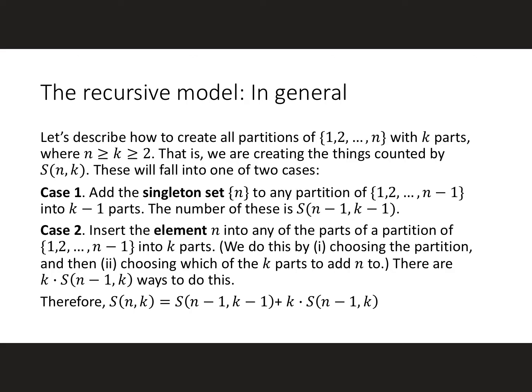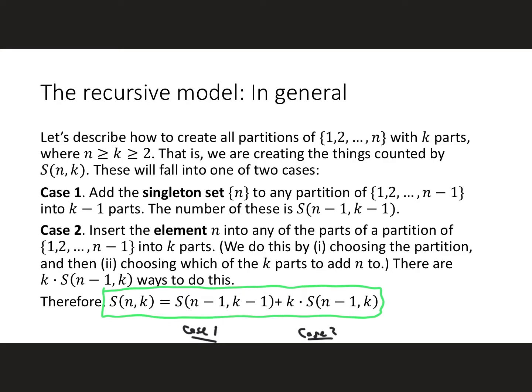So this is the takeaway, that this is the recurrence relation that we get. Hopefully you can see now where this comes from, that these are the case 1 partitions. Those are the ones that have the new element as a singleton set. And then these are the ones with our case 2, which are the other type.